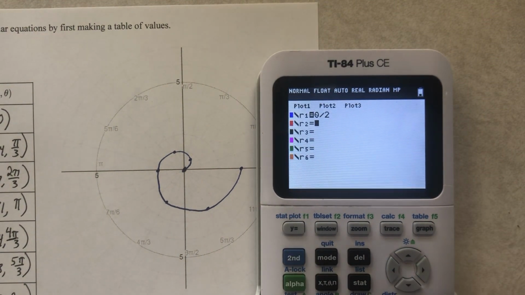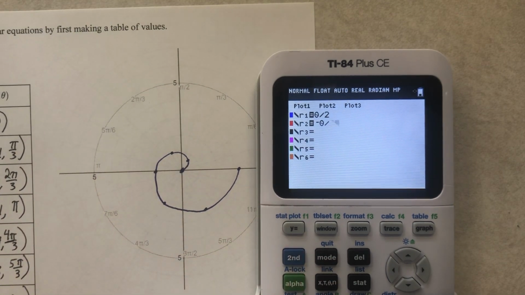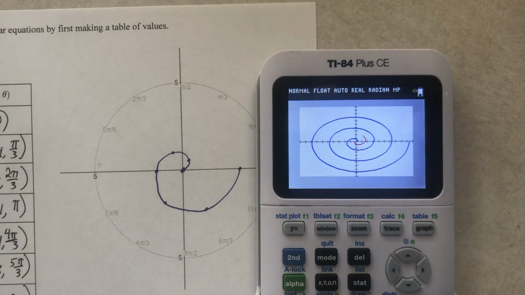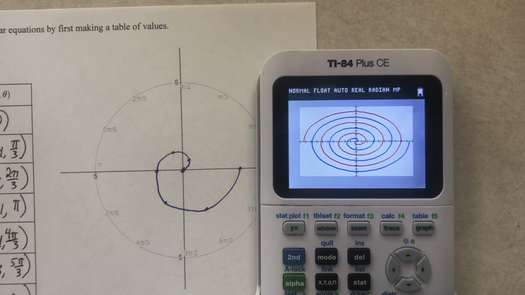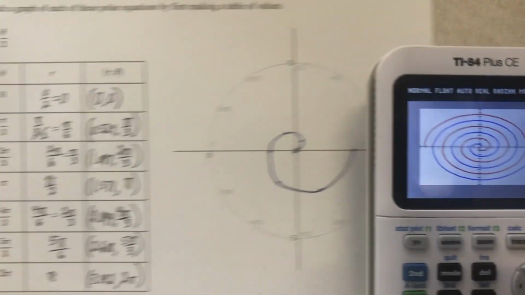Watch this. Let's also do negative theta over 2. Isn't that neat? I think so too. All right. Feel free to have as much fun with that as you're allowed to have.